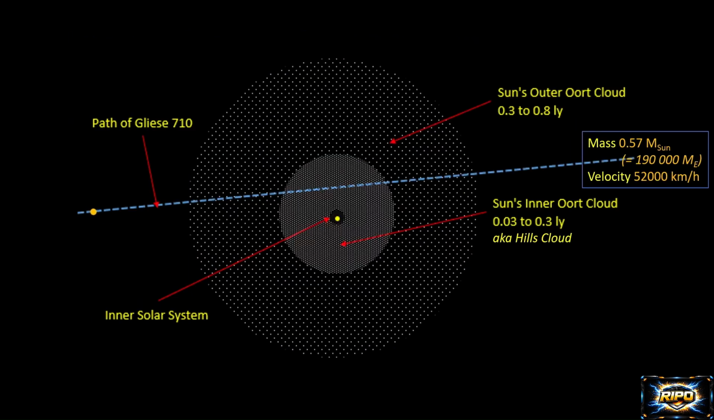And although Gliese 710 is less massive than the Sun, it's still considerably massive, 600 times the mass of Jupiter, 190,000 times the mass of the Earth. And as this ploughs through the Oort cloud at 52,000 kilometers an hour, it's going to have quite a significant impact.